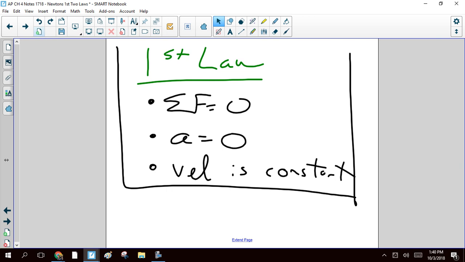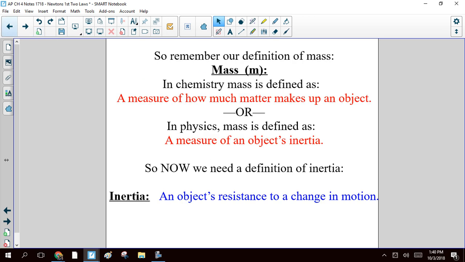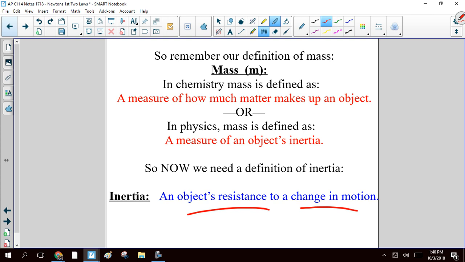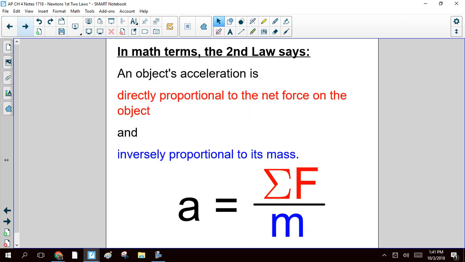Okay? All right, so mass, remember, is a measure of how much inertia an object has, right? The more inertia it has, the less it will accelerate under a given force because it has more resistance to a change in motion. All right, so the terms mass and inertia are somewhat interchangeable in this class. Okay. Let's see, what else do we need to talk about? Second law, we talked about that.